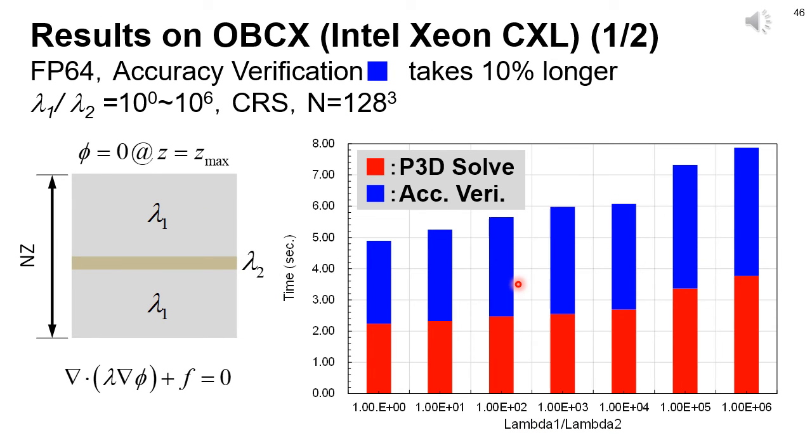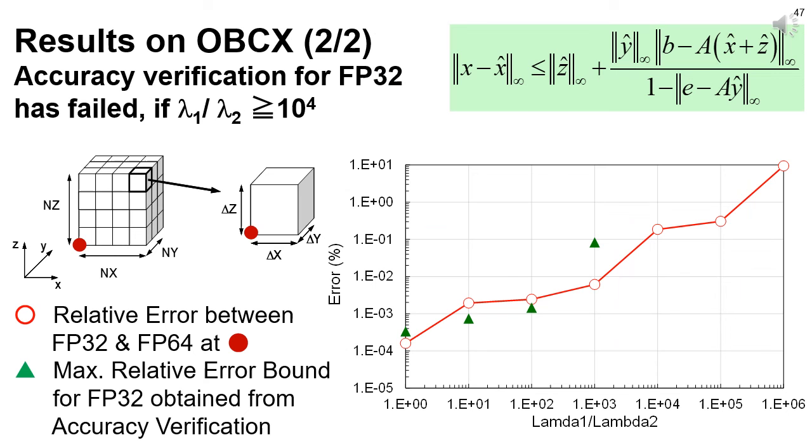This figure shows the breakdown of procedures for the linear solver and accuracy verification on a single node of OBCX for the 128 cube problem with double precision. Accuracy verification is a little bit more expensive than the linear solver. This slide shows accuracy verification of single precision cases. The red line shows the relative error between FP32 and FP64 at the bottom of the target geometry. Green triangles show the maximum relative error bound of FP32 cases obtained by accuracy verification. These agree well, although accuracy verification failed for FP32 if the lambda 1 lambda 2 ratio is more than 10,000s.